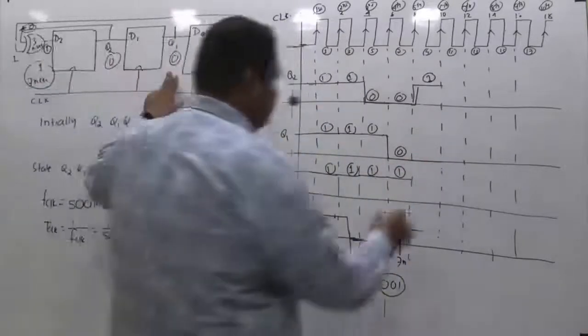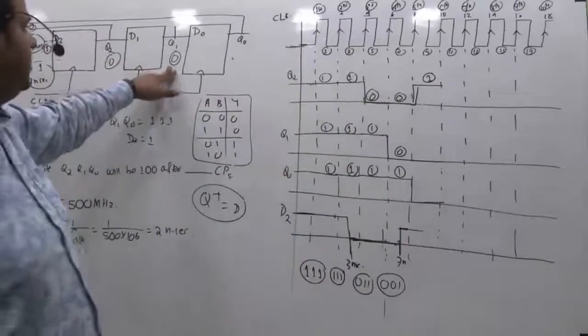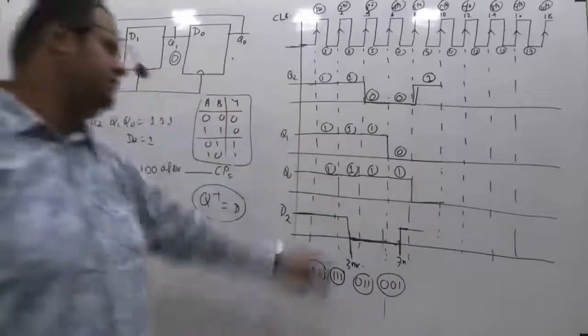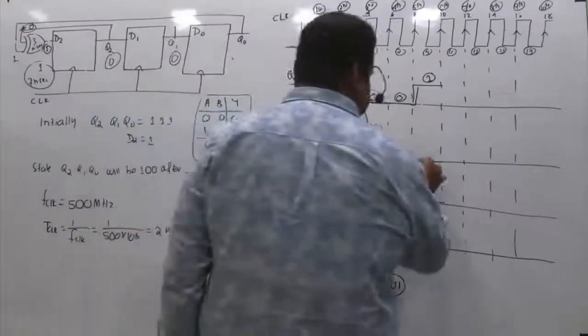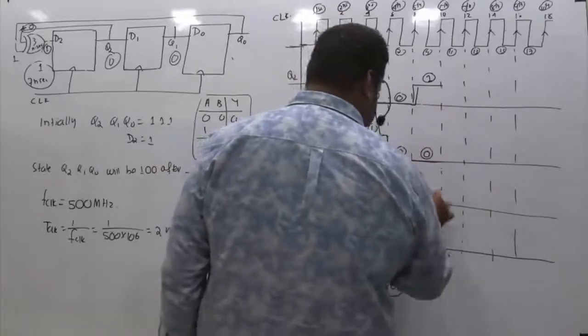Q0 will be 0 now because its corresponding input, which is D0, is 0. If you give a clock, you will get 0. So we got 0 here, we got 0 here. So the state is 1, the state is 0 and the state is 0 here.